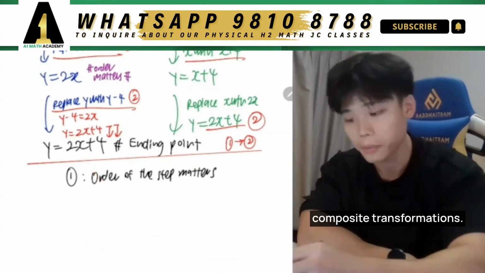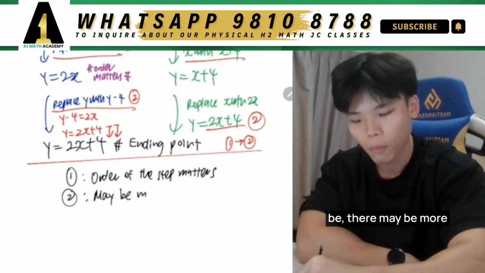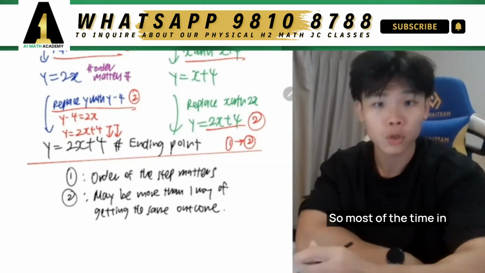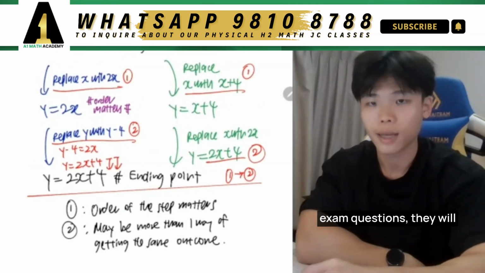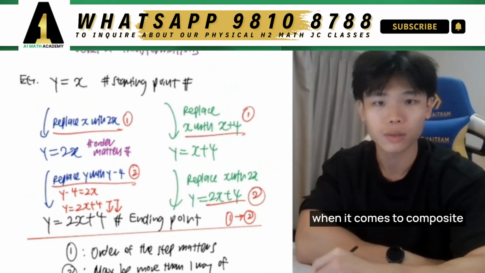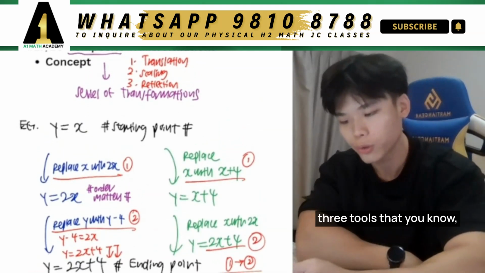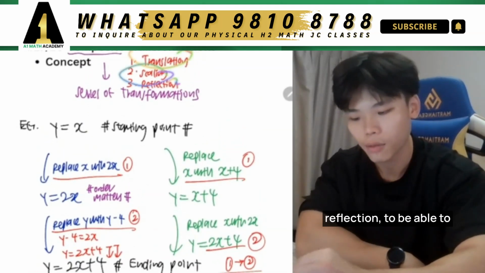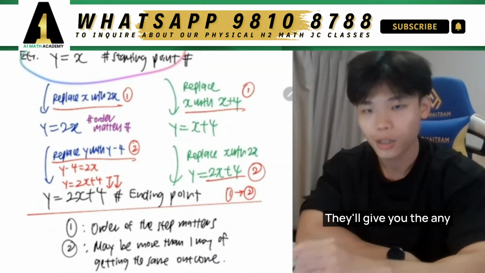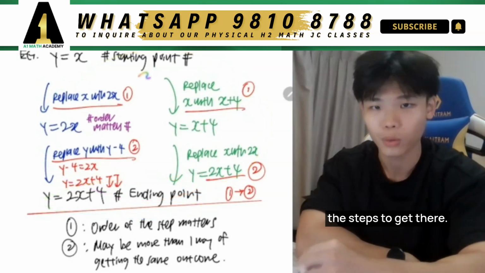Very, very important in composite transformations. The second lesson is that there may be more than one way of getting the same outcome. Most of the time in exam questions, there will be multiple answers to get the same outcome. But at the end of the day, with composite transformations, you just have to be creative with your three tools, translation, scaling, and reflection, to figure out the steps yourself. The question will give you the starting point and the ending point, and it is up to you to figure out the steps to get there.